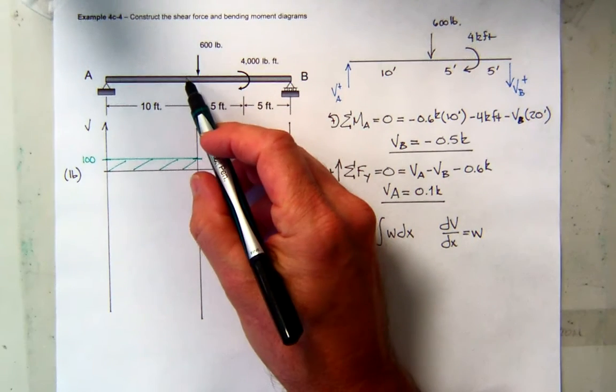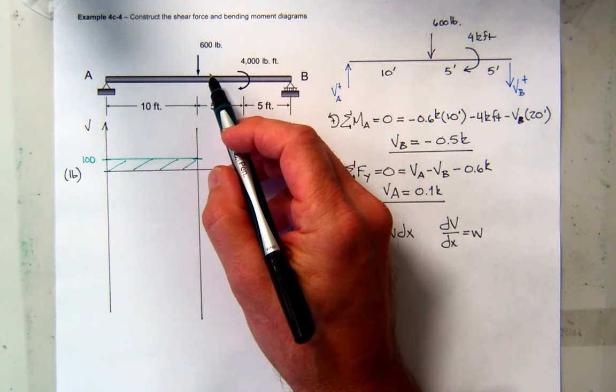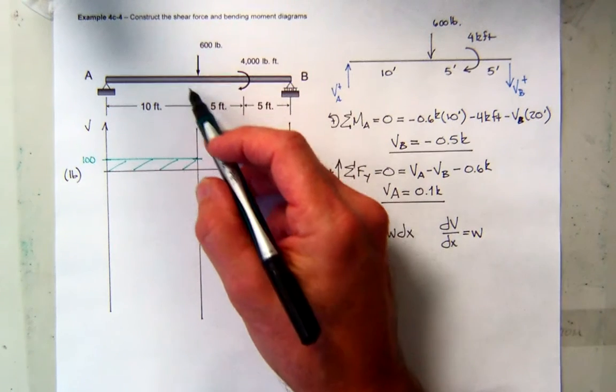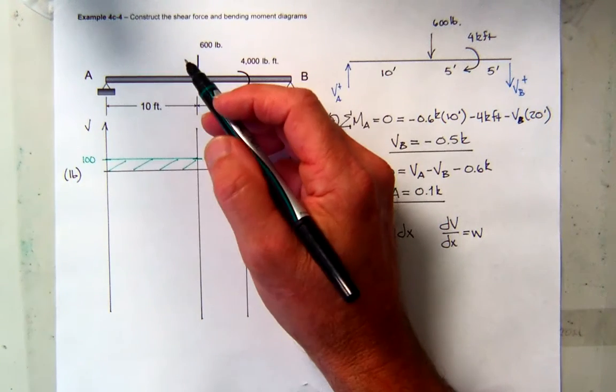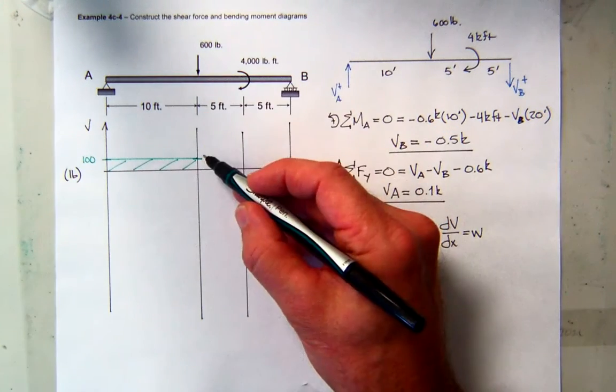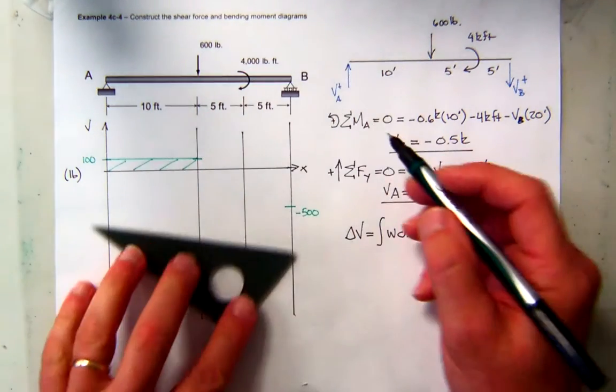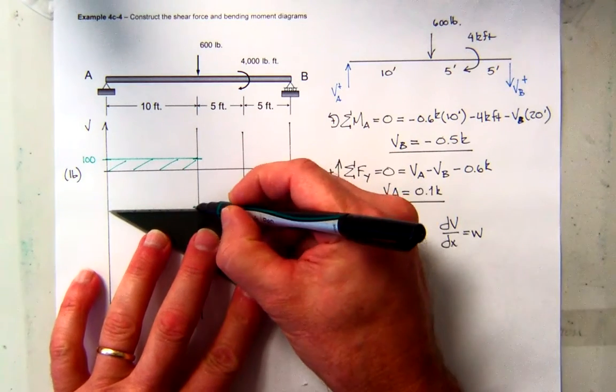Now, as I go from the left side to the right side, I know the change in shear is equal to this applied force. And that's what kind of value? Positive or negative? Negative. So I'm going to start at 100, and I'm going to subtract 600. I get to minus 500.